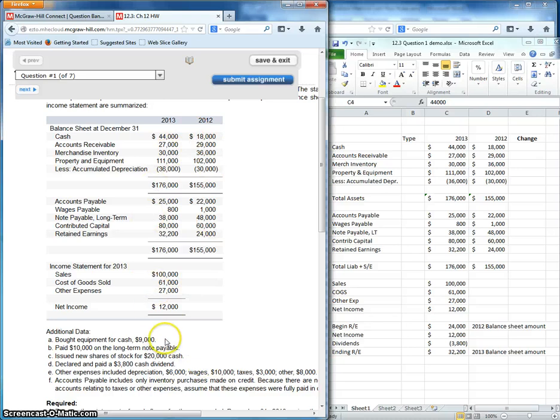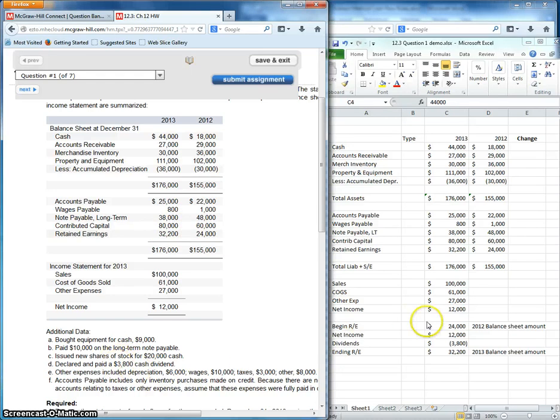For example, I bought equipment with cash for $9,000. Well, look at your equipment balance. It went from $102,000 to $111,000. That makes sense to me. We paid $10,000 on the long-term note payable. Look at your note payable balance. It was $48,000, went down to $38,000. That makes sense. Issued new stock for $20,000. Look at contributed capital. It was $60,000, increased to $80,000.